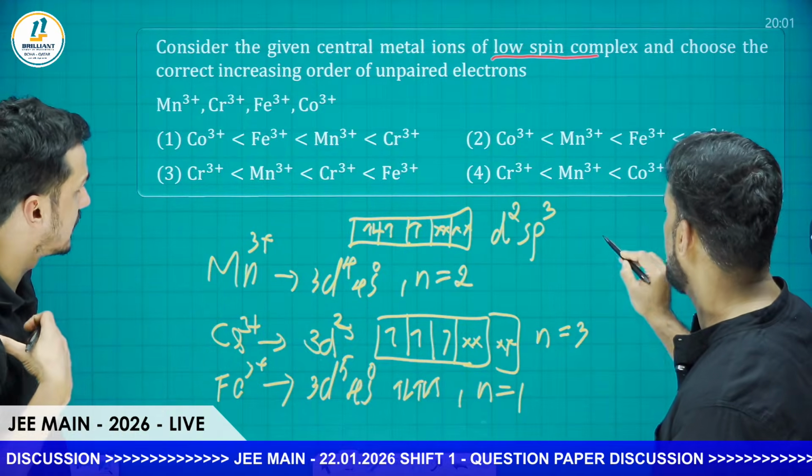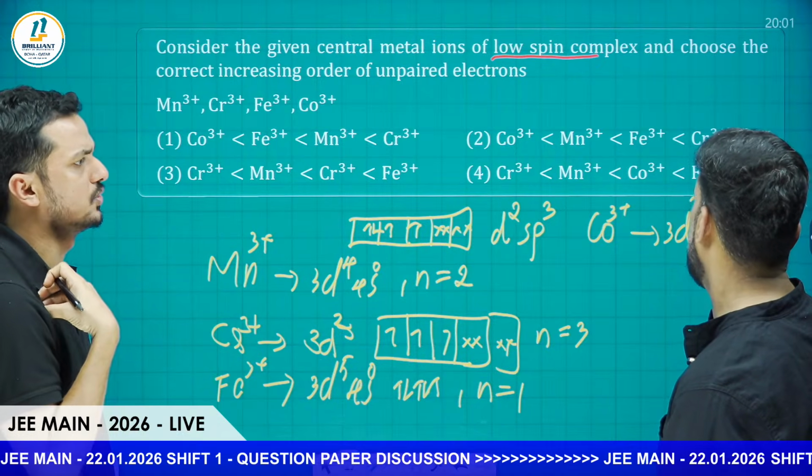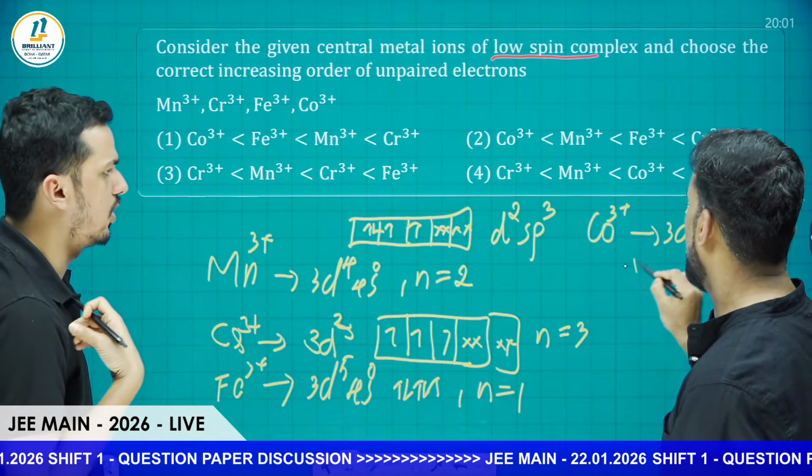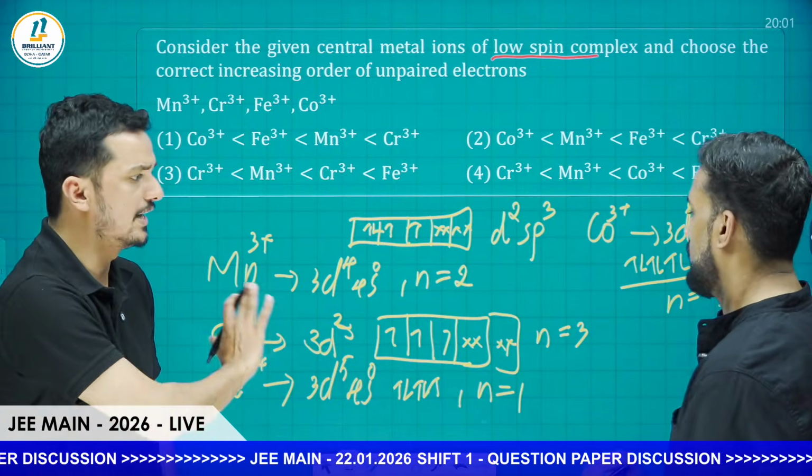Last one, cobalt 3+. Cobalt 3+ means 3d7... from that, 3d6 will come. So all will be paired: 1, 2, 3, 4, 5, 6. Everything will be paired. So n is equal to 0.